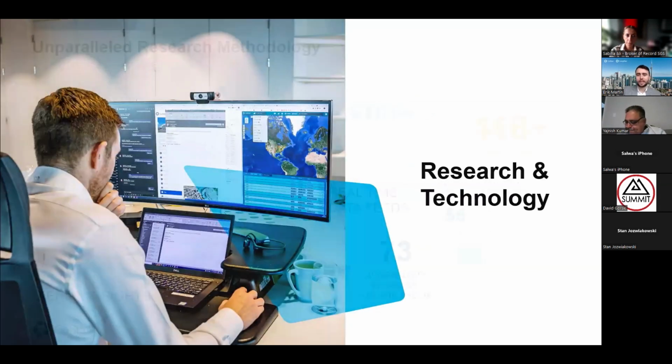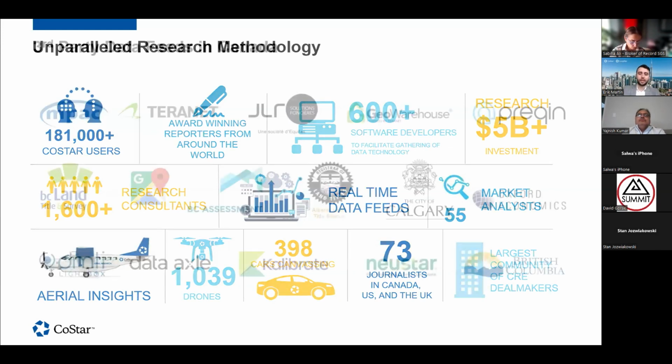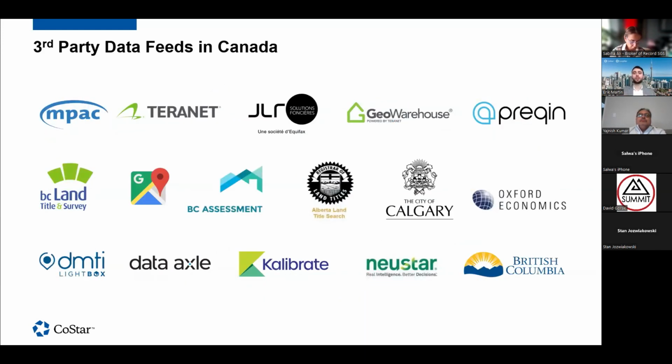Okay, research and technology, aside from the amount of money that we've invested, the $5 billion that we've invested on research, the real backbone for how CoStar gets its information is we have an army of researchers, about 1,600 research consultants. It's the largest research team of its kind in the US, and it's the largest commercial real estate research team in Canada. They're supported by 600 plus software developers. We have a team of in-house marketing analysts and economists, so full-time economists. Some people may know Carl Gomez, who does regular presentations, and real-time data feeds as well. So we subscribe to data feeds to help our research team do their job and to also augment our system.